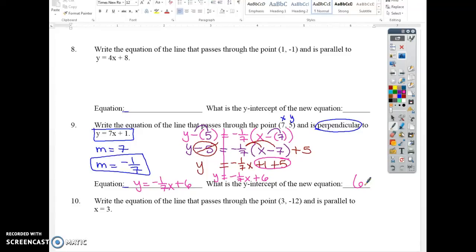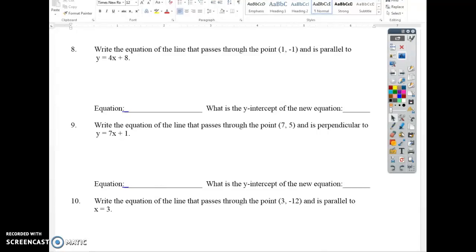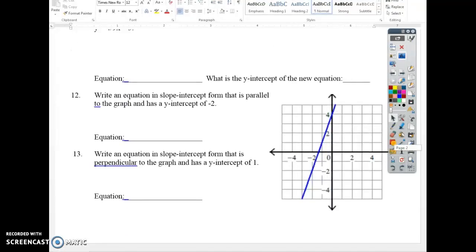Okay, number 8 is the same. Number 11 is the same. Cross out number 10. I don't want you to do it. Cross out problem number 10. Do not do 10. And the only other one that I'm going to help you with is problem number 12 really quickly, because you can barely see it on the graph right there.